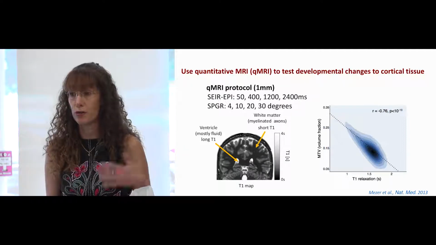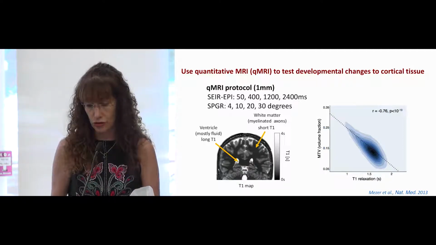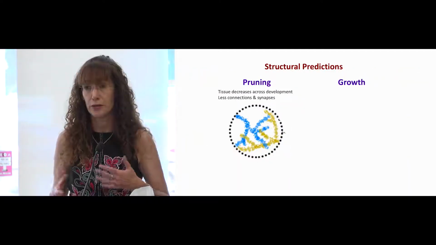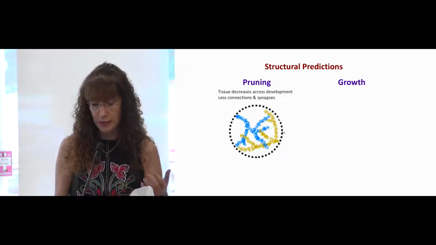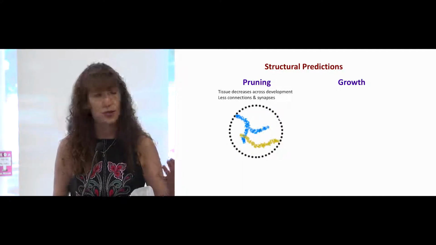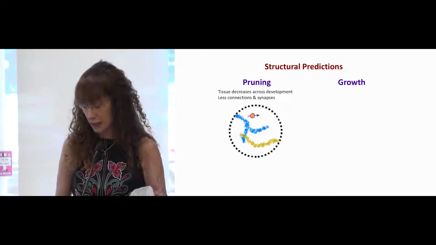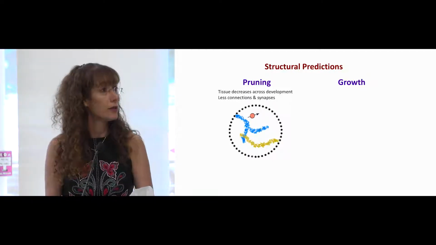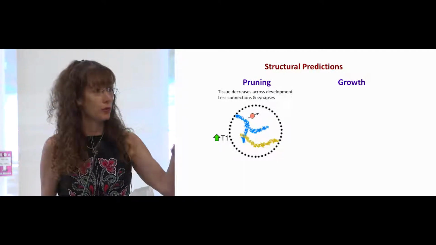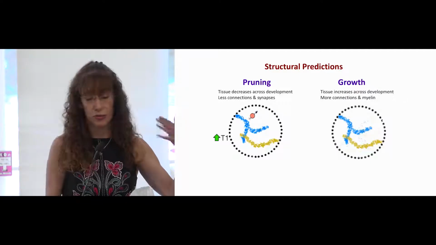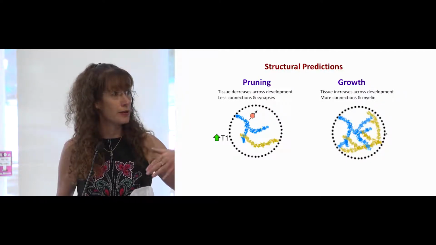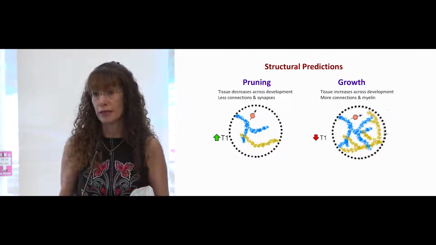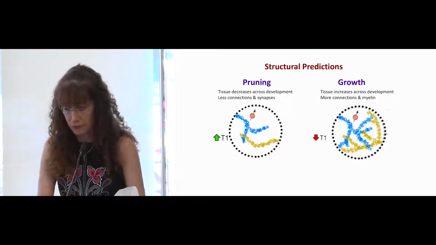So how can we use this T1 measurement to look at our structural predictions? Remember, pruning predicts that from childhood to adulthood, there's going to be less tissue because of fewer connections and fewer synapses. Compared to a child, the adult has less tissue, so there's less stuff for the protons to exchange energy with. What we predict is an increase in T1 relaxation time from childhood to adulthood. In contrast, growth predicts the opposite: from childhood to adulthood, there's going to be more tissue. As there's more tissue in the adult brain than in the child brain, the T1 relaxation time should decrease from childhood to adulthood. So basically, we're going to measure T1 relaxation time and see if it increases or decreases across development.